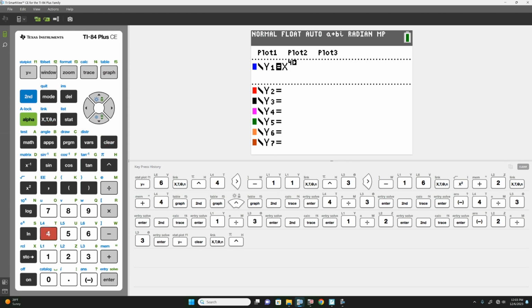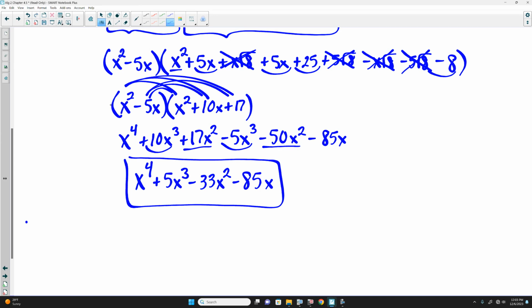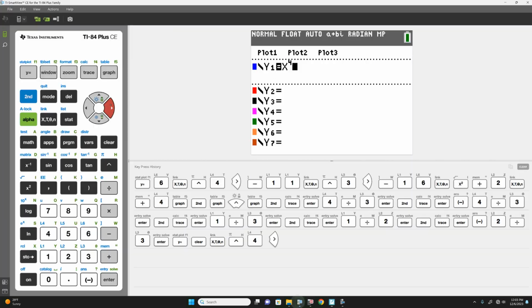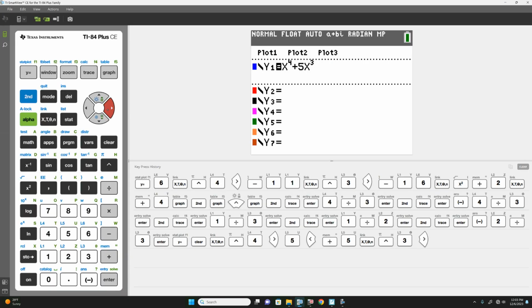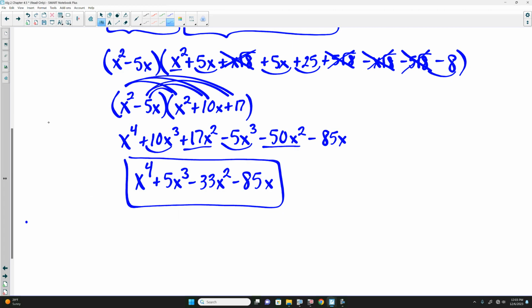X to the 4th, 5x cubed, minus 33x squared, plus 5x to the 3rd, 33, 85, minus 85x. I'll make it one more time just to make sure.